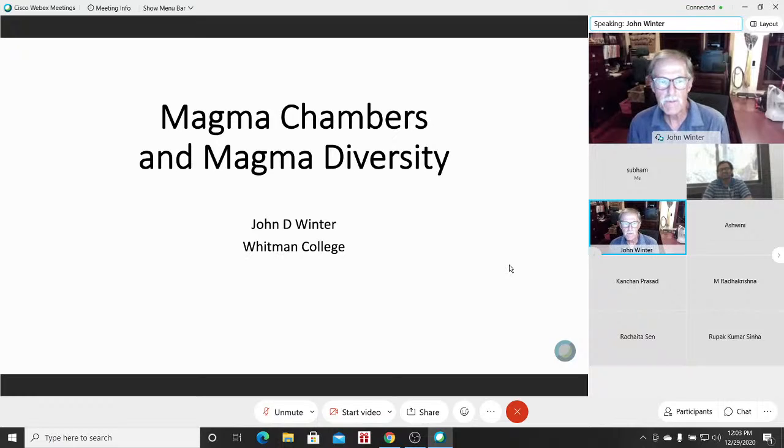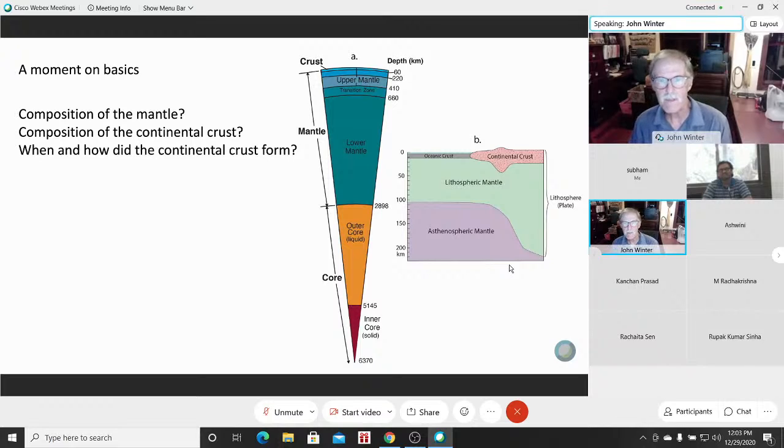There'll be some overlap between what I'm talking about and what Professor Rawlinson will be talking about shortly regarding the formation of the continental crust, but not much. There will be some overlap, but also some different things. So let me just go through a few basics. I'm sure most of you, if not all of you, are quite familiar with this material, but it does frame the question.